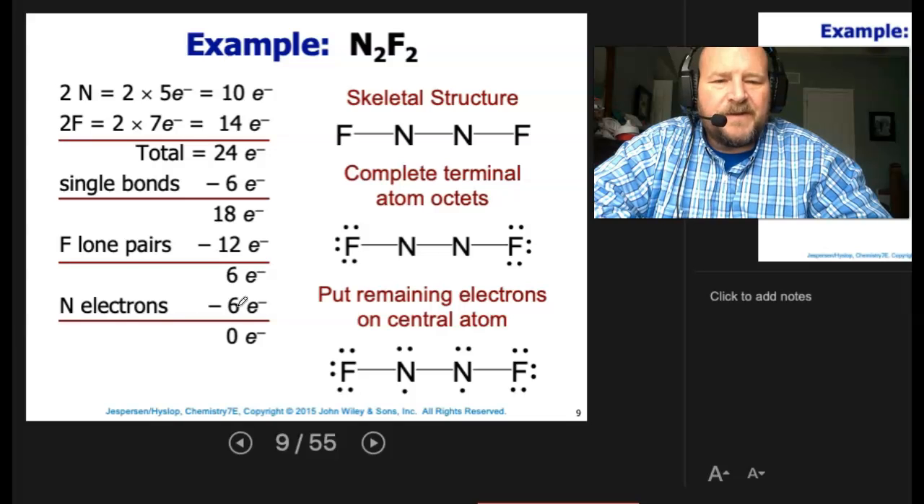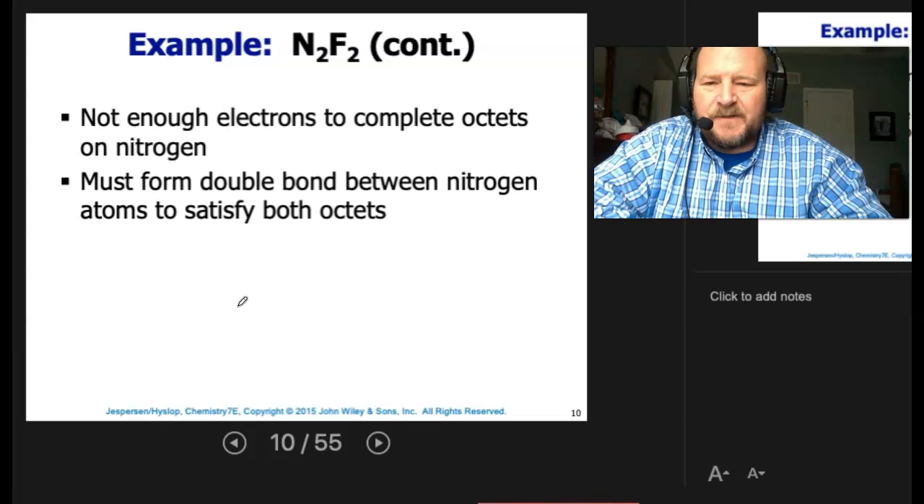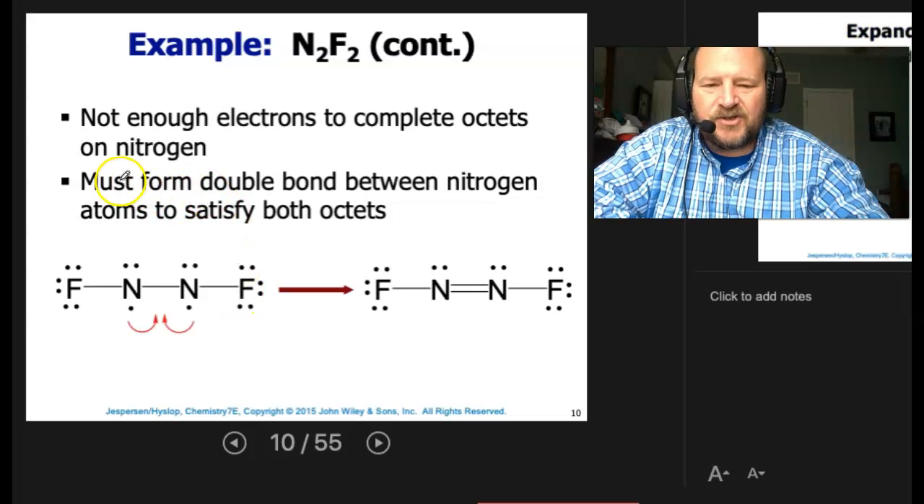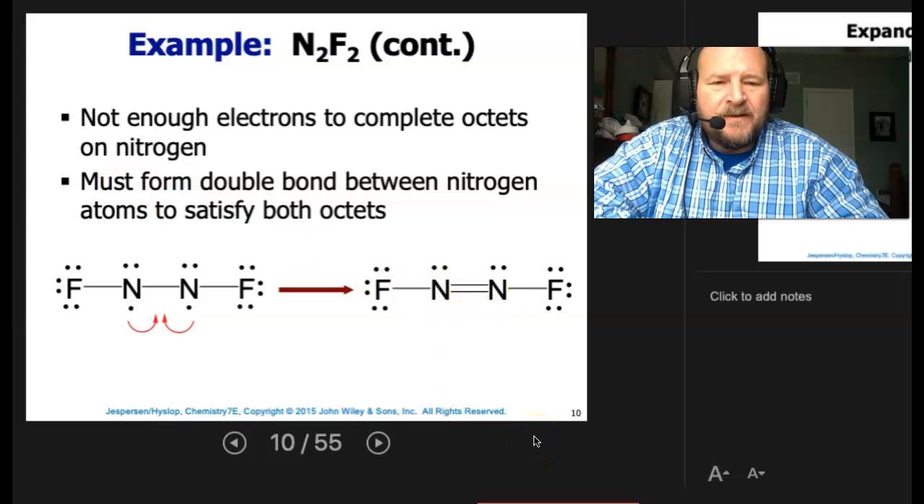So again, here we're working from the electron point of view. Now we're going to make the electrons work. We can see we don't have enough to complete the octets of the nitrogen, and so we're going to form a double bond. Each one of those nitrogens is going to push one single electron in, and that's going to give us a double bond between the 2 nitrogens.